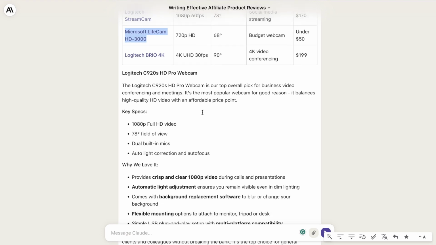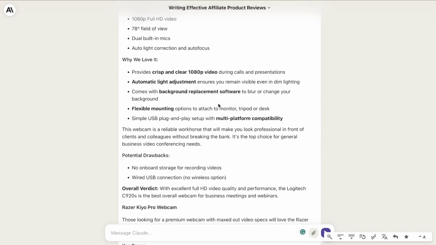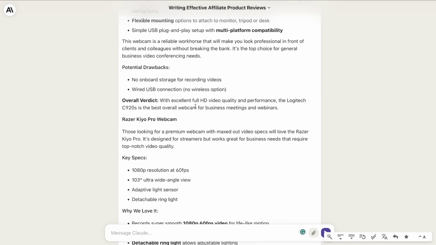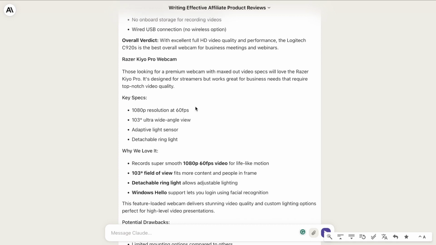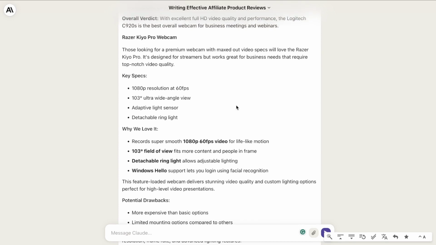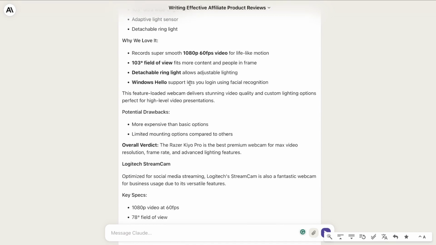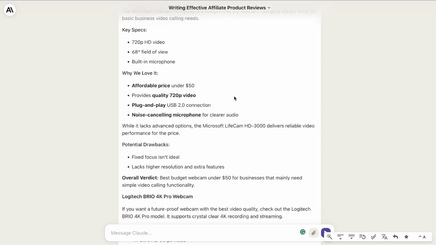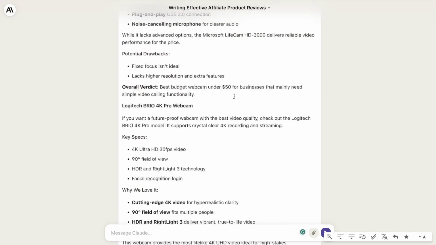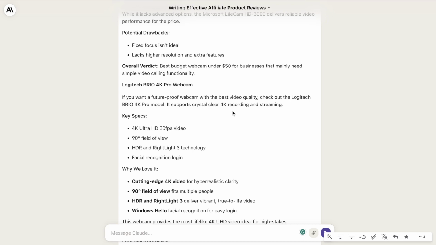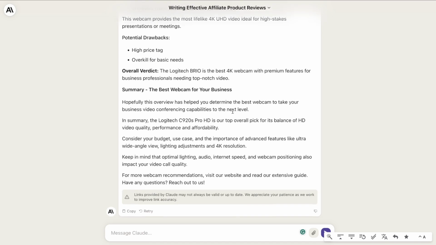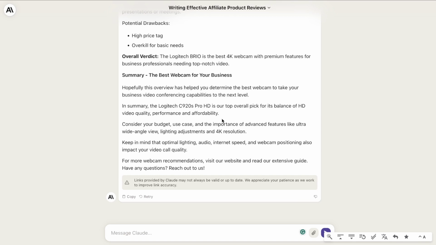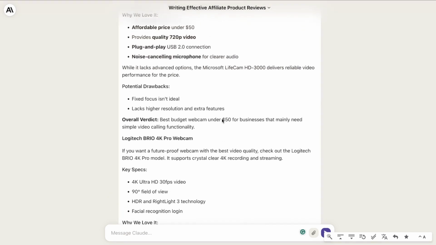We get a breakdown of the Logitech C920 HD Pro webcam with the key specs and again why they love it, potential drawbacks, overall verdict, and we get the same format for all of the other products here. So pretty good output that we're getting back from Claude. It follows that same process for all of the different webcams it included. And then at the end, we get a summary of the best webcam for your business, which talks about which webcam would be best for you depending on your unique use case.